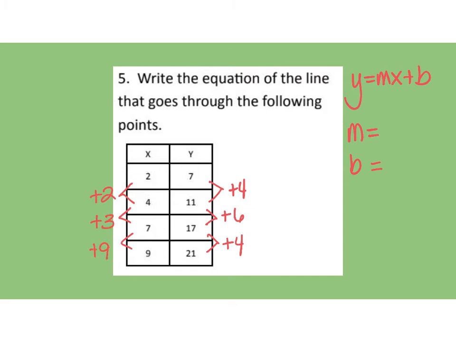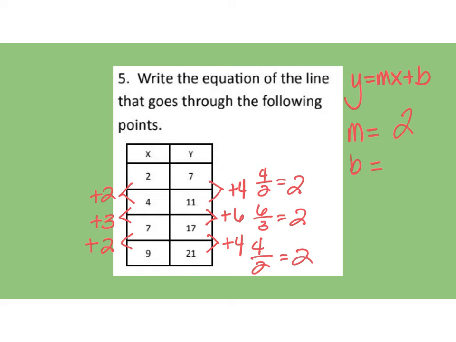So when I set up those rates, this would be 4 over 2, which is 2. This would be 6 over 3, which is 2. And this would be, ooh, I put 9, but I meant, sorry about that. Whoopsies. This should be a +2. So where am I at? 4 over 2 is 2. So our slope is 2.